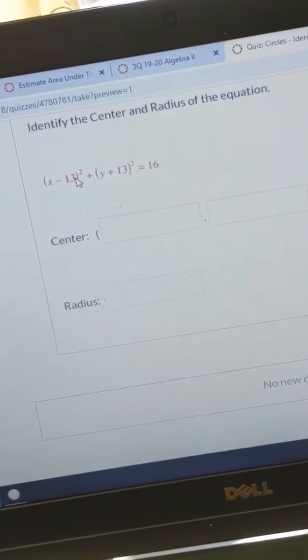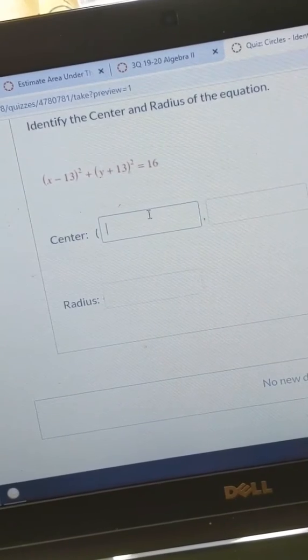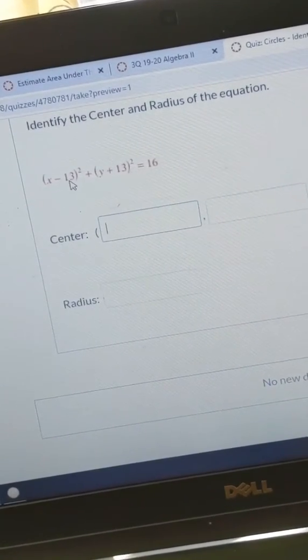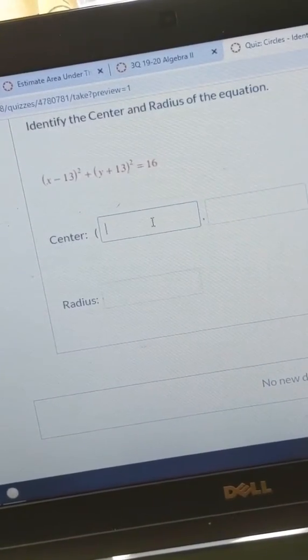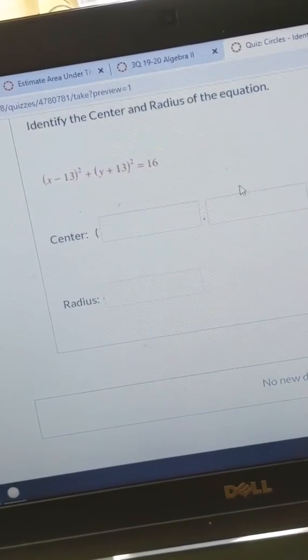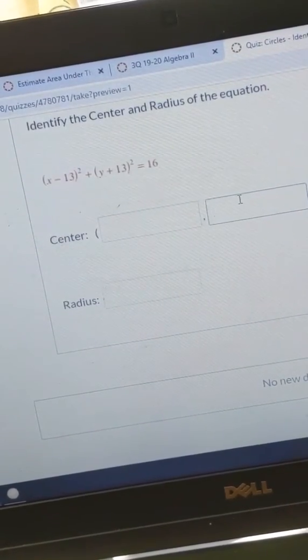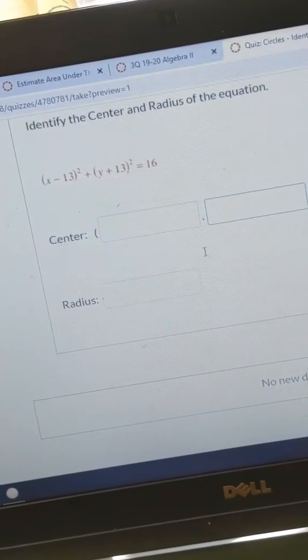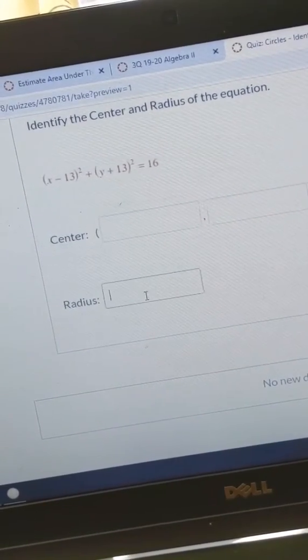And then last question here. All right, opposite. So if it's a -13, we're going to put a +13 here. And then if it's a +13, we're going to put a -13 here. So (13, -13), and then the radius would be the square root of that, 4.